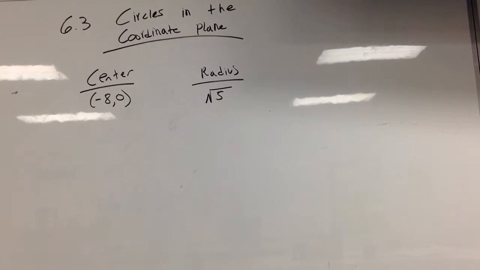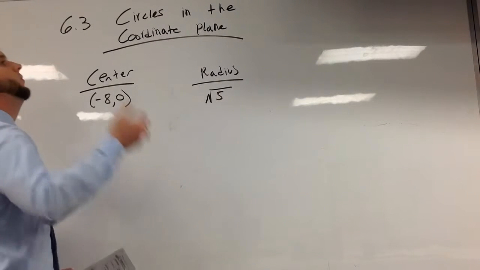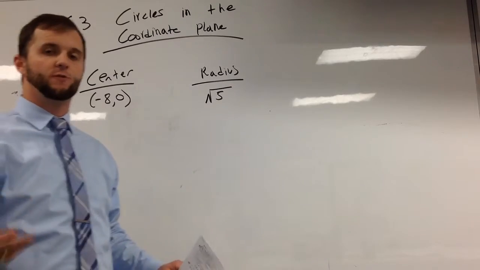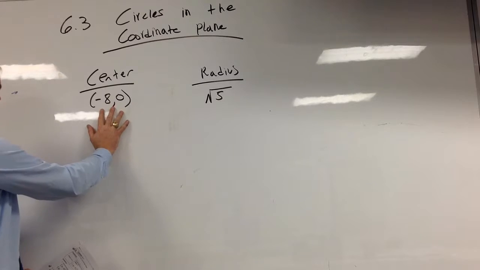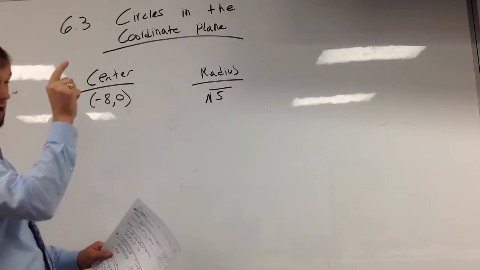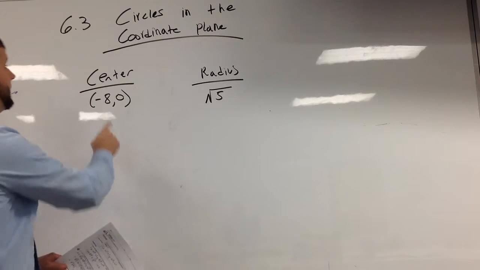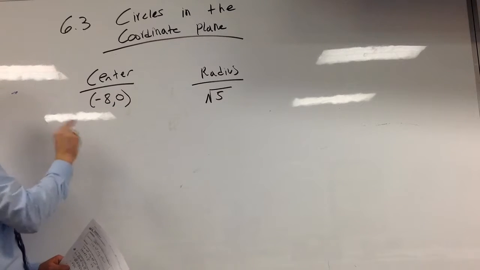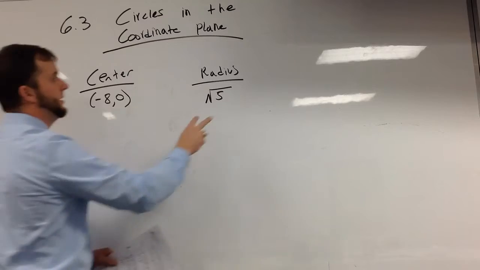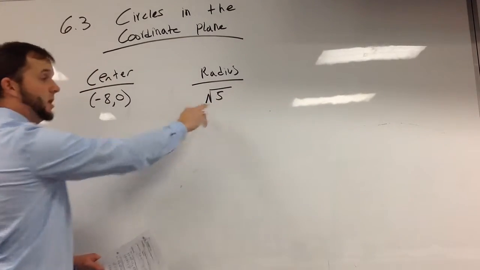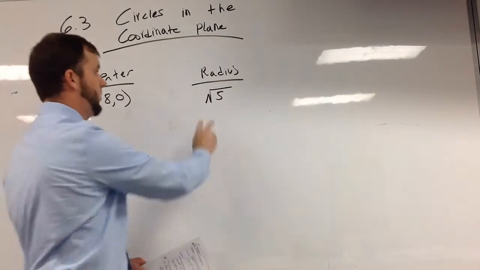Alright, the first example I want to show you is how to write the standard form of a circle. In this example, you are given the center, which on the coordinate plane is negative 8, 0. From the center of the circle, the radius is square root of 5, which is also a decimal number, but we're going to leave it as square root of 5.